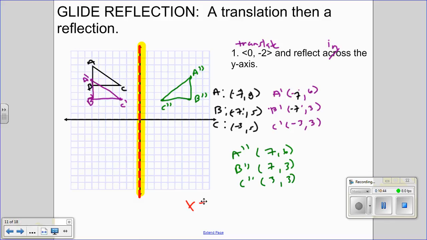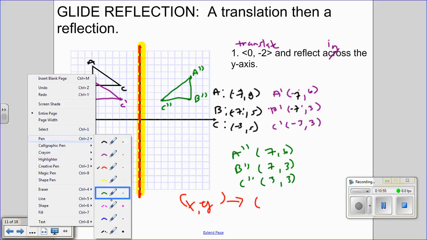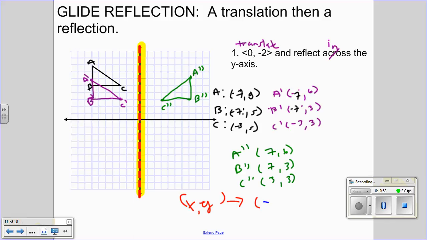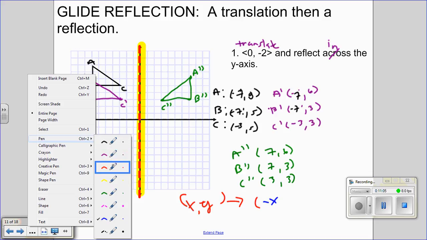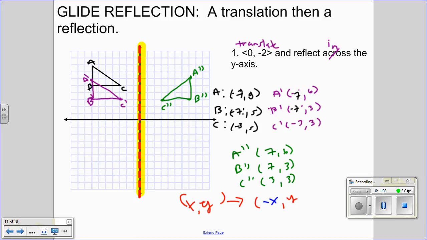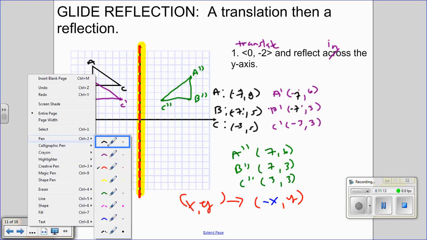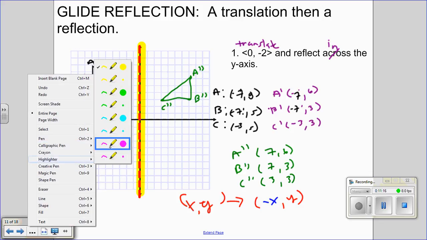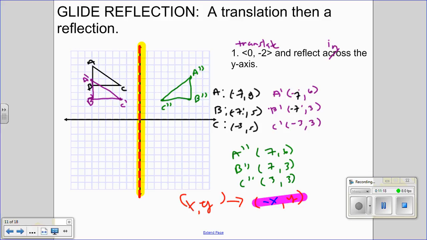When you go across the y-axis, your ordered pair will map just like this. X's will change signs. So that's why we say negative x. In other words, change the sign. But your y's will stay the same. So if you're a rule-based person and can remember that rule, that could cut you some time. This is the rule for when you reflect over the y-axis only.